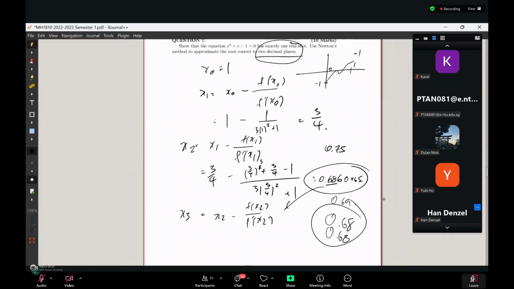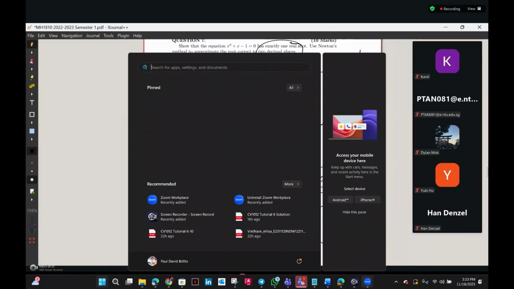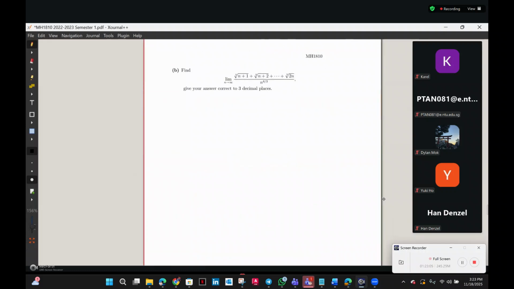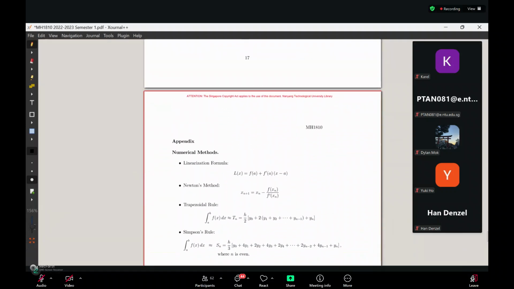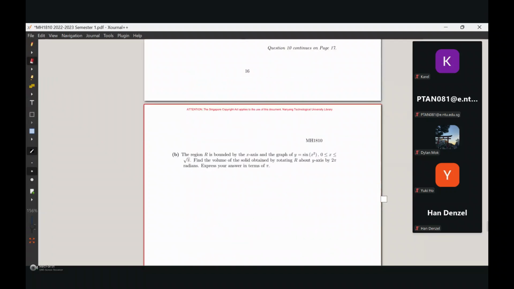No? Okay. So anyway, this one you're just applying Newton's method. Just a reminder, the formula is given down here. It is given here. This one. Okay. Let me move on.